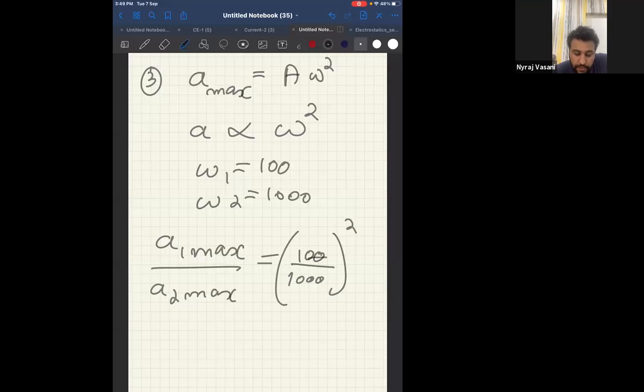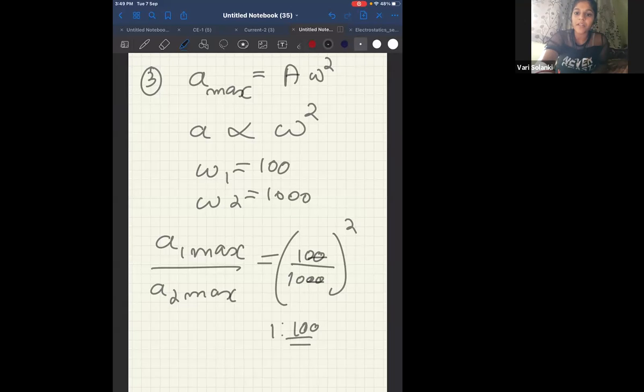Therefore, can I say 2 zeros will anyway cancel? Therefore, 1 by 10 the whole square, 1 square is 1, 10 square is 100. Therefore, answer is 1 is to 100, or 1 is to 10 square. Which option matches that? Option D matches that, correct. Therefore, answer for the third one is option D. Just check.